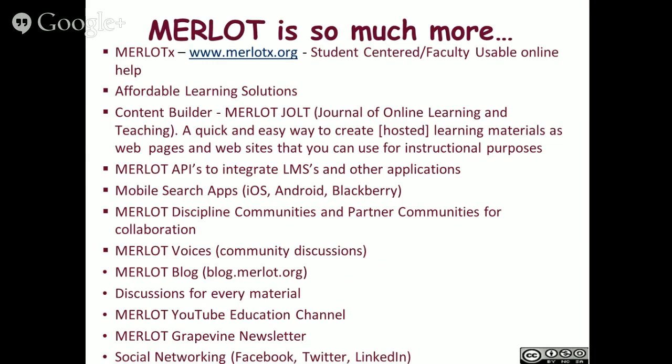We have something that's called the Merlot Content Builder, which is a really quick and easy way to host learning materials. It also says here we've got Merlot Jolt, which is our journal of online learning and teaching. We have a variety of different APIs that you can integrate into your LMSs and other applications to search Merlot, contribute materials. Some of those are free, some require a partnership with us. And probably nothing new to anybody, a mobile search app for the iOS, Android, and BlackBerry. We've got a blog. We have discussions on every material page. All these things are ways to integrate more users into Merlot and finding OERs.